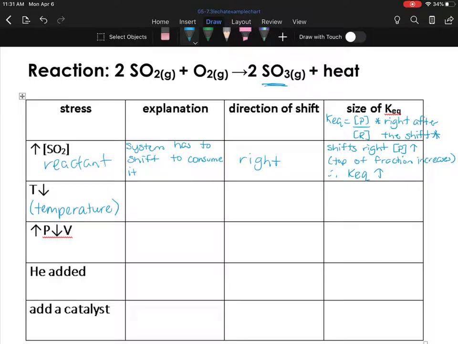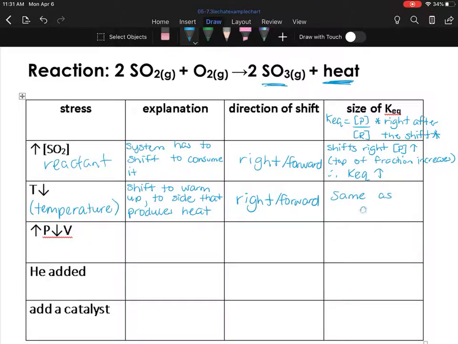Okay, so I've used short forms here. Sorry if that bothers you. So we're decreasing the temperature. So what does the system have to do? It has to shift to warm up, or shift to the side that makes heat or energy. So in this question, the heat is on the product side. So that means it's going to go right. Oh, I forgot. If you don't like directions, you could call that forward. Okay, so it shifts to the side that produces heat, which is right or forward. So KEQ would increase as well.